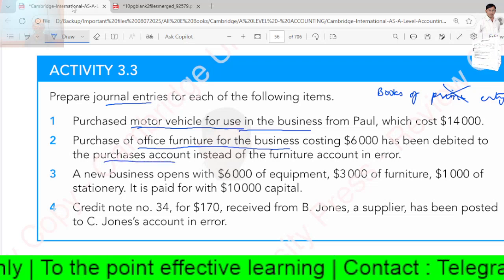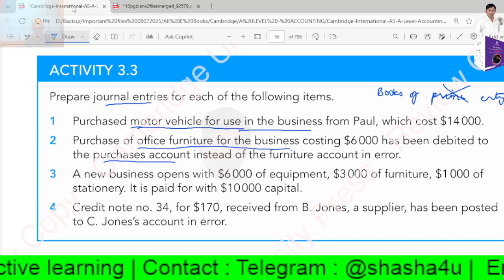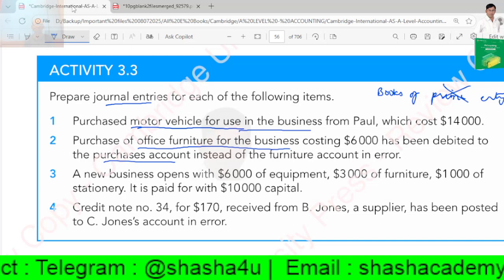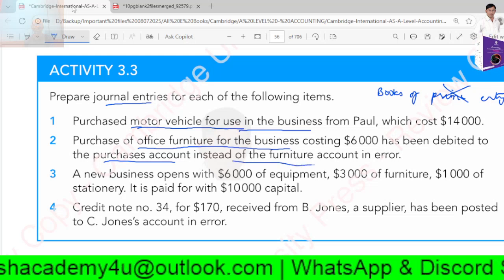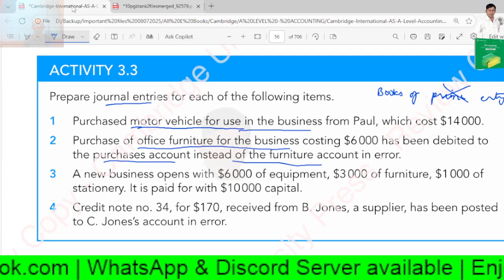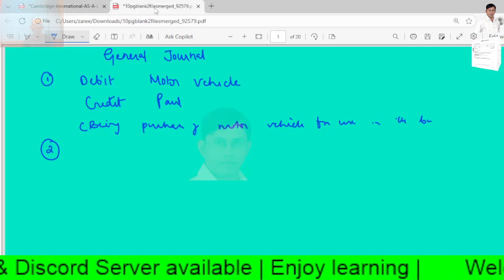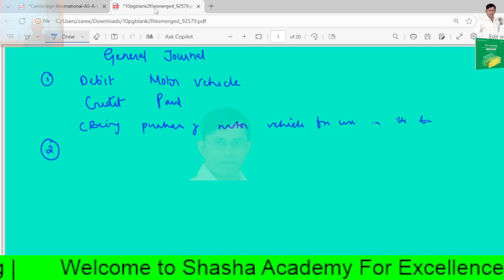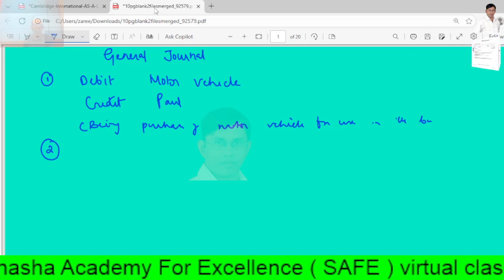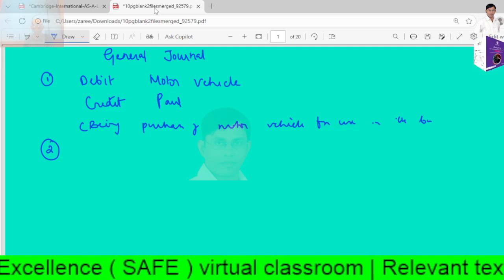So what to do? We have to reverse the entry. We have to pass the rectification entry, since in error it was debited instead of furniture account. To understand this, you should know what is the right entry and what is the wrong entry. Then we have to understand what is the rectification entry.